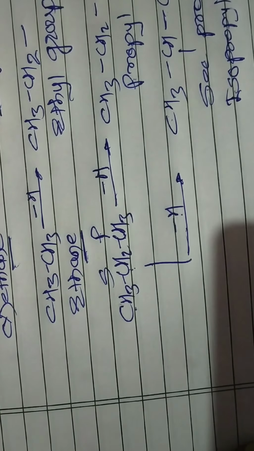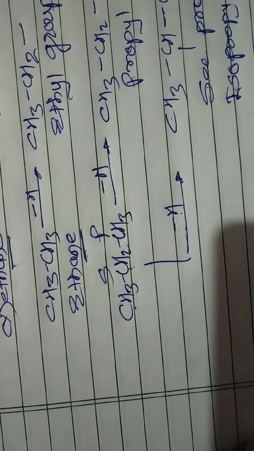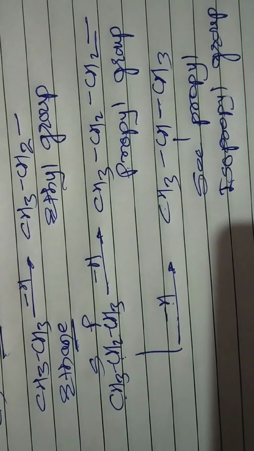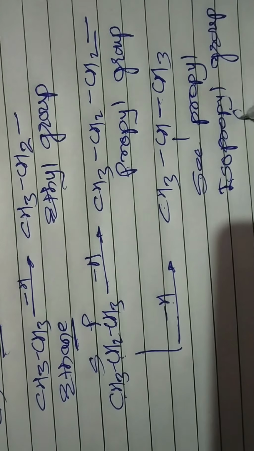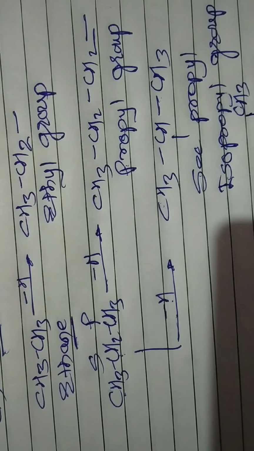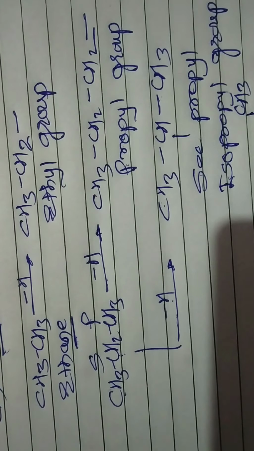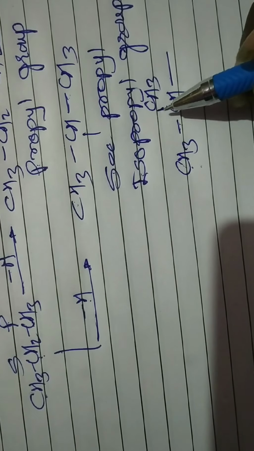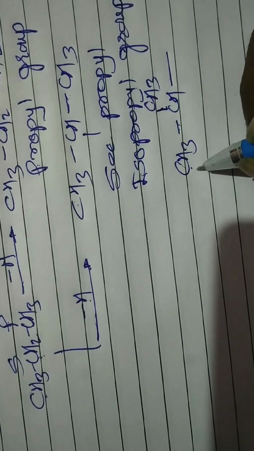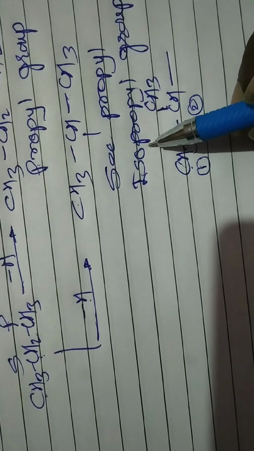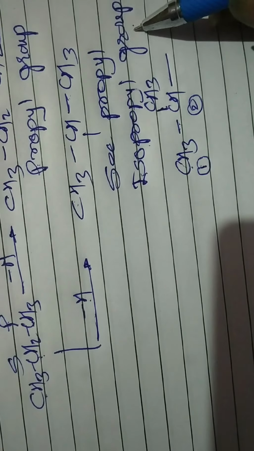Isopropyl group. Why is this group known as isopropyl group? See how. If we consider the structure of this group like this, we get a methyl group attached to the second carbon atom of the continuous carbon chain. Hence, the secondary propyl group is also known as the isopropyl group. But this does not happen with every secondary alkyl group.